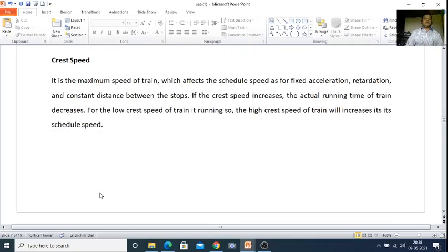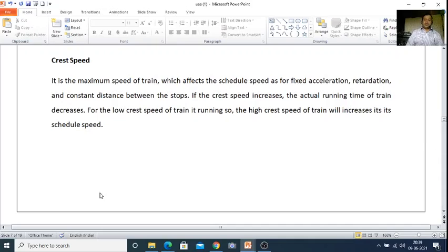Crest speed is the maximum speed of the train, which affects the schedule speed for a fixed acceleration or retardation and constant distance between the stops. If the crest speed increases, the actual running time of the train decreases. A high crest speed will increase the scheduled speed of the train. So we say that when speed increases, the running time decreases.